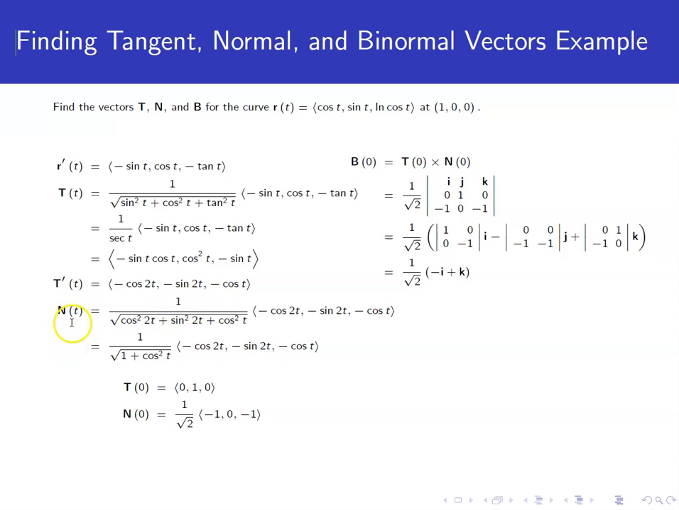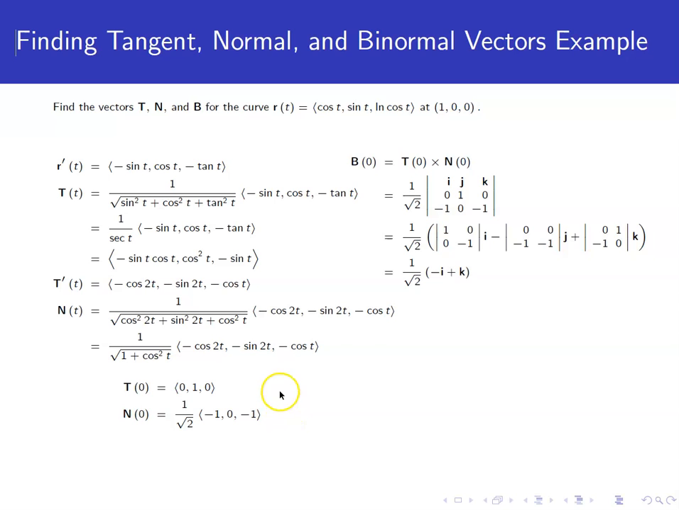To find the unit normal vector, we need to do 1 over the magnitude of the derivative of T times the derivative of T. In the denominator here, we'll get cosine squared of 2t plus sine squared of 2t. That adds up to 1, so we get 1 over square root of 1 plus cosine squared t, and then times our derivative of the tangent function.